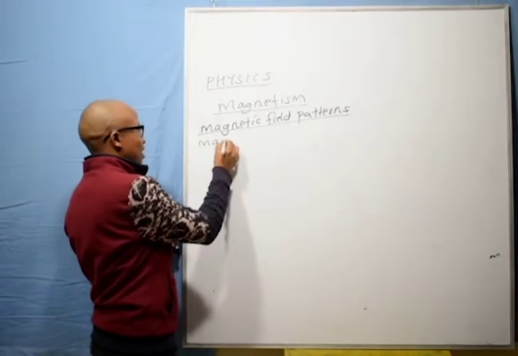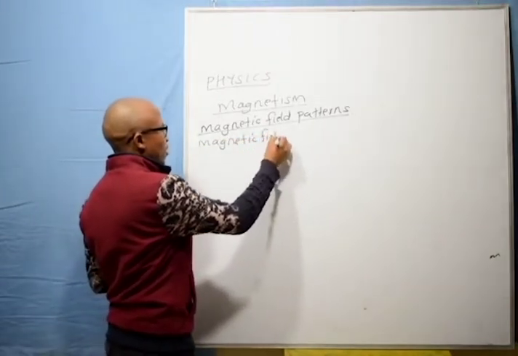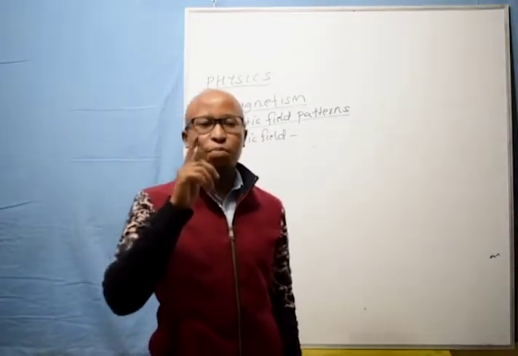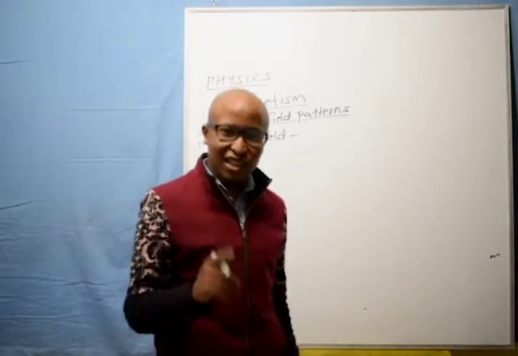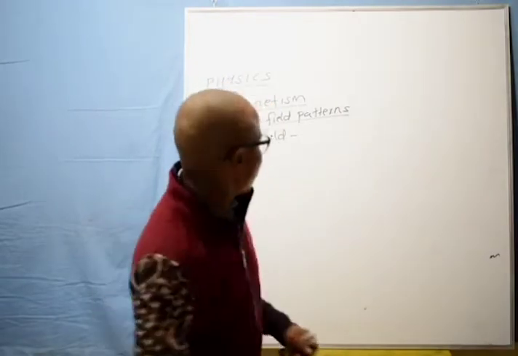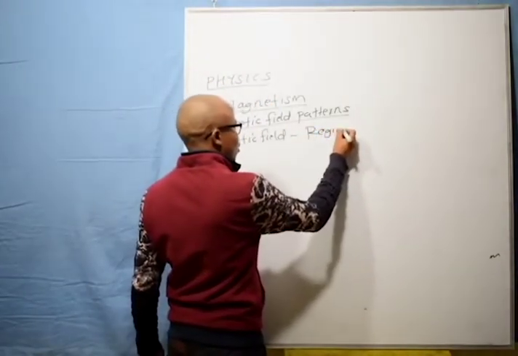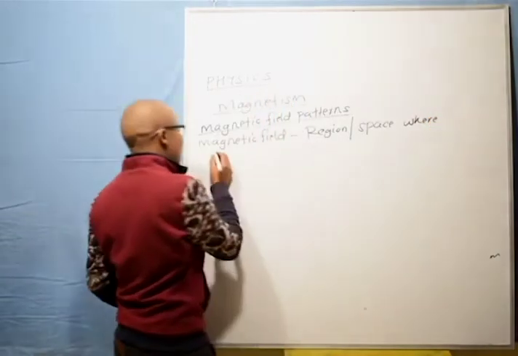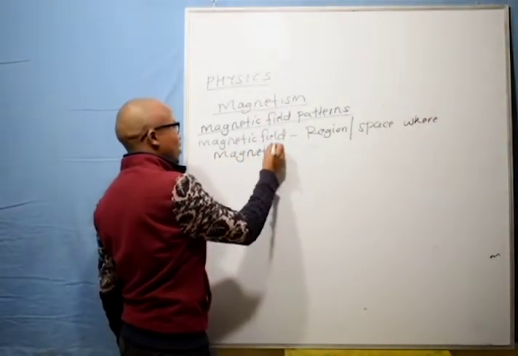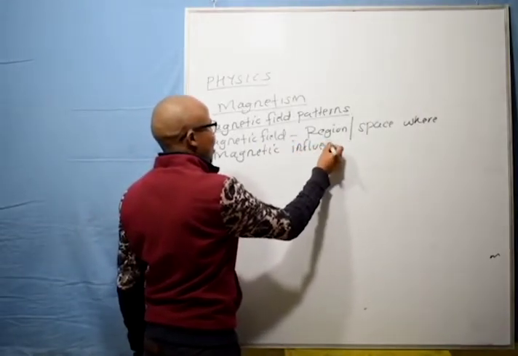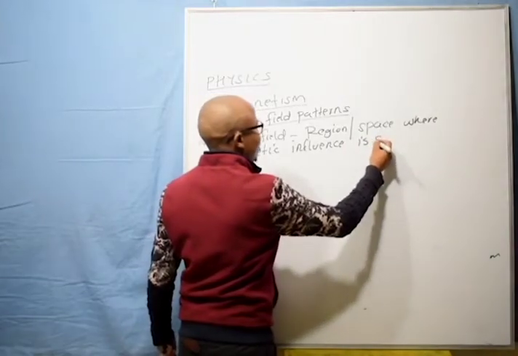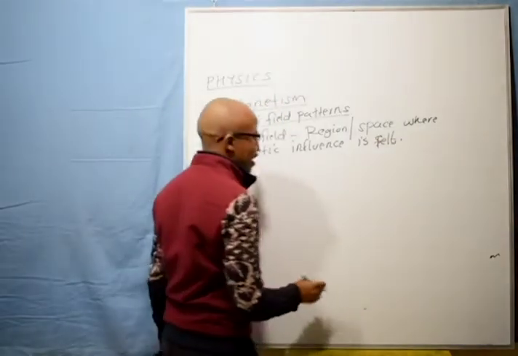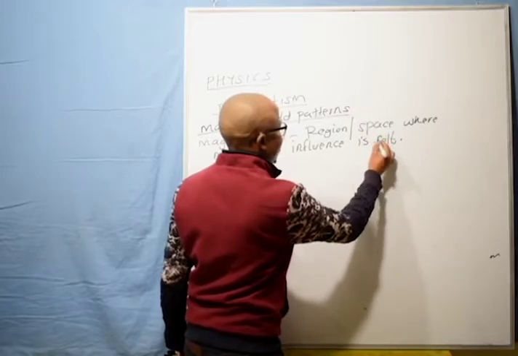So we say magnetic field. What is a magnetic field? I've said this is a space, a region where the magnetic influence is felt. So you say these are regions or spaces where magnetic influence is felt.